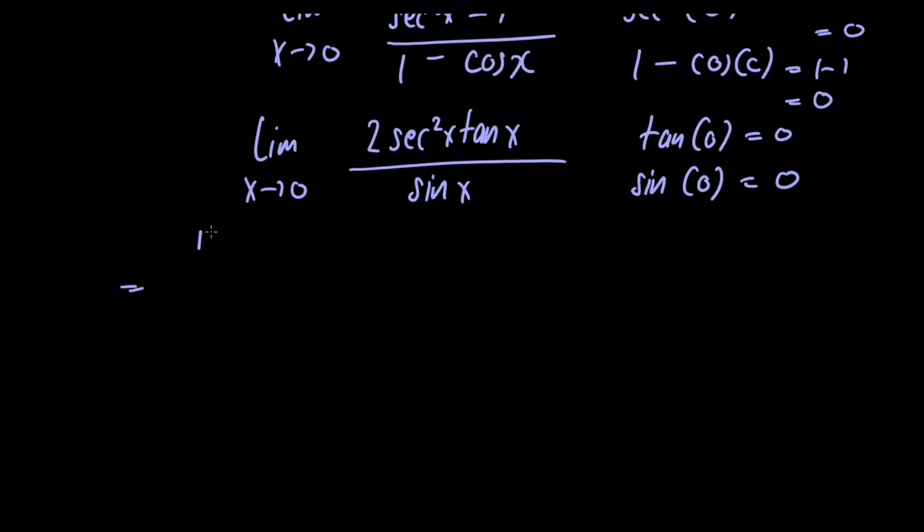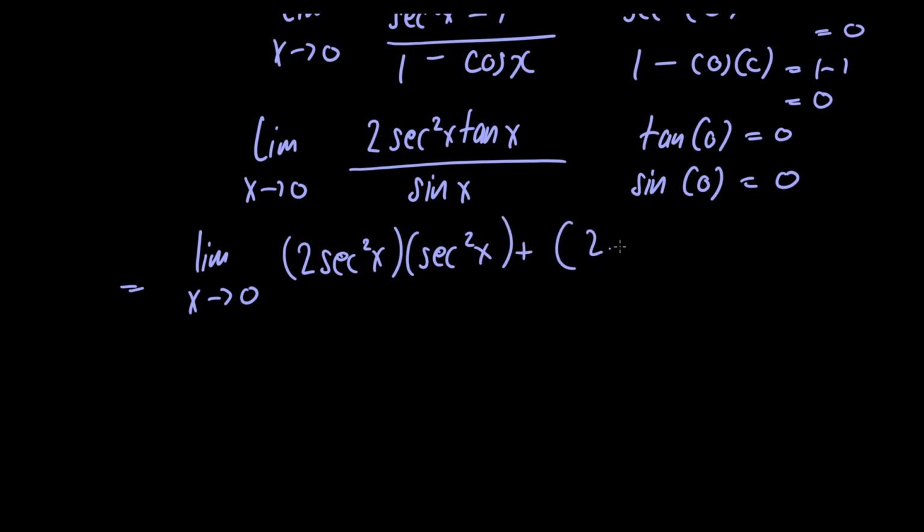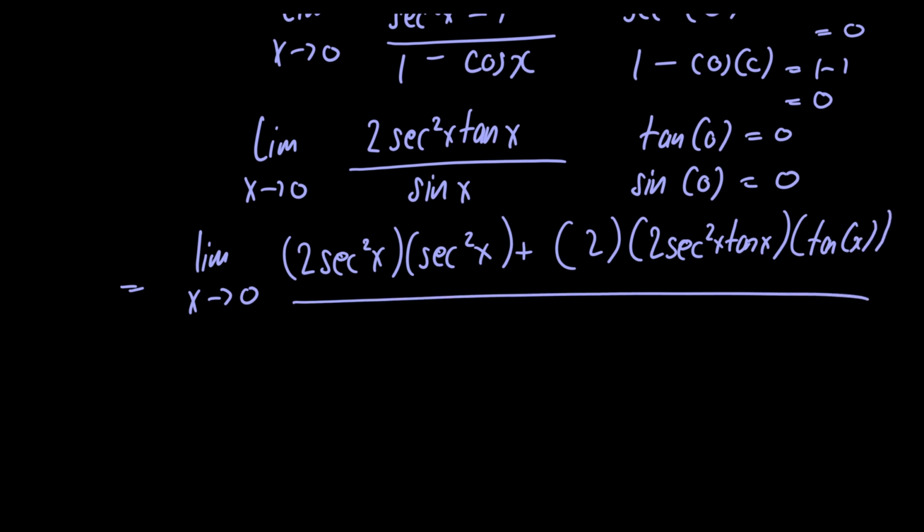Doing so, we have the limit as x approaches 0. Now we're going to have to use the product rule to take the derivative of the numerator. Doing so, we have 2 multiplied by secant squared of x multiplied by secant squared of x plus 2 times secant squared of x times tangent of x times tangent of x divided by cosine of x.